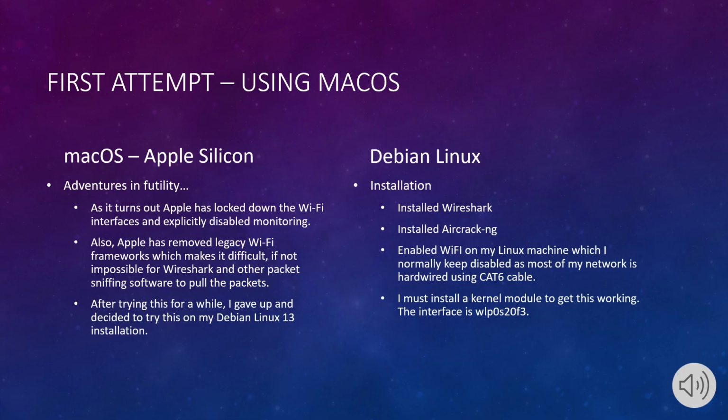I decided to try on my Debian Linux installation. So on Debian Linux, I installed Wireshark, created groups, installed Aircrack-ng, enabled Wi-Fi, and I had to do this because I didn't use Wi-Fi. I used Cat6. Everything was hardwired.